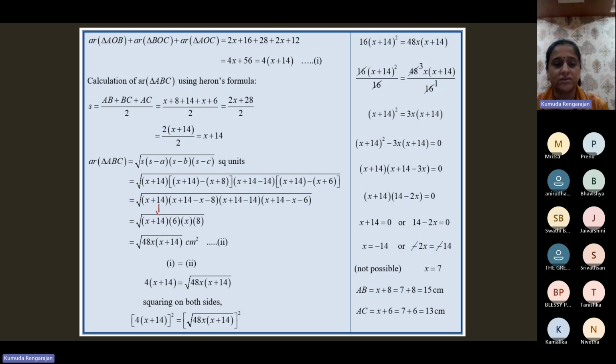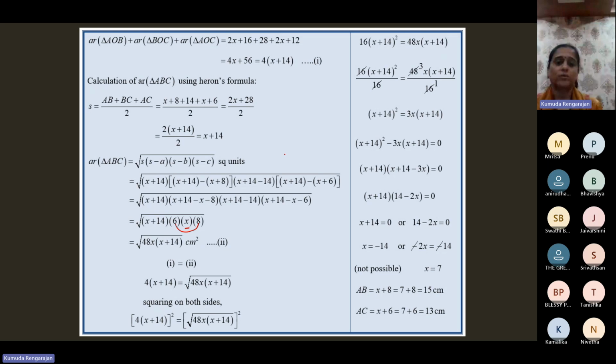So x plus 14 as it is. Here x and minus x cancel. So 14 minus 8 is 6. Here plus 14 minus 14 gets cancelled, x. And here x minus x cancels, 14 minus 6, 8. So 6 8s are 48. 48x, and this x plus 14. So the area of triangle ABC is square root of 48x into x plus 14 centimeter square.